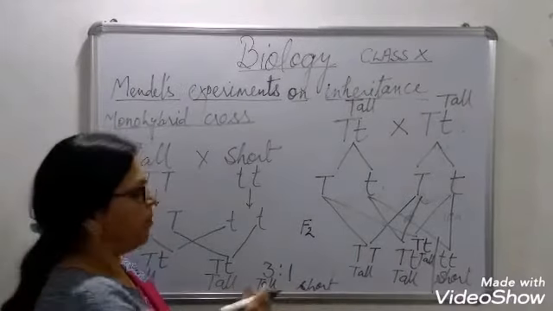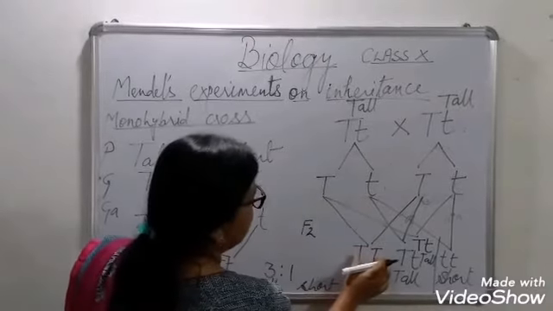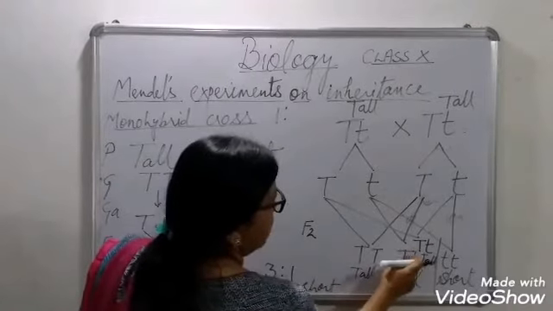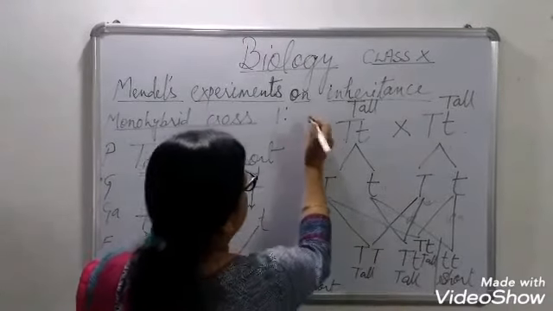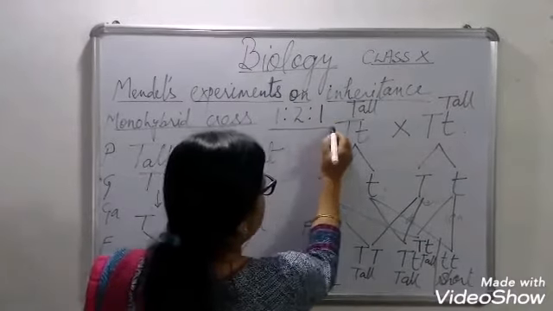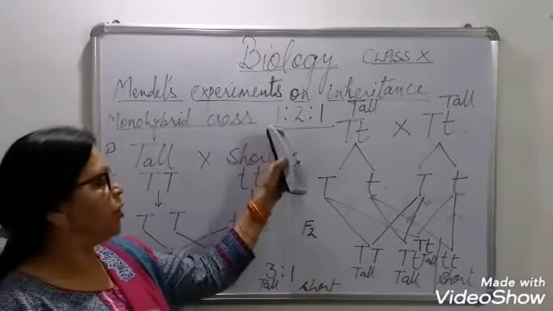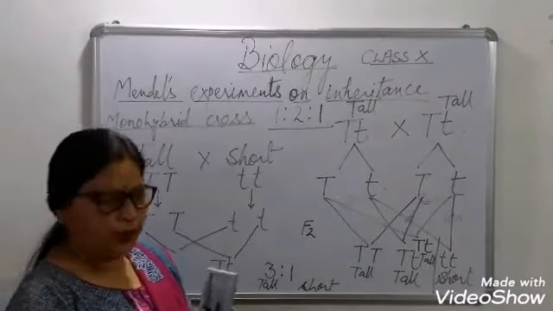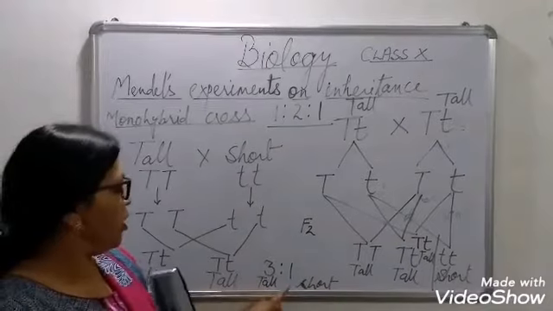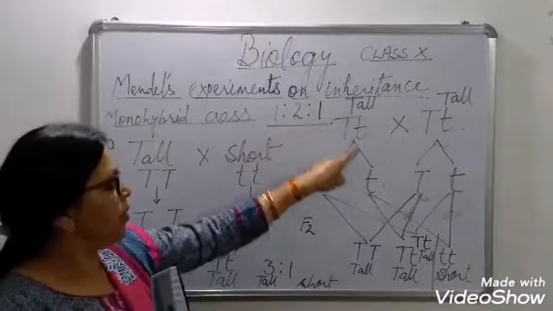But if we see genotypically, capital TT is 1, and the ratio two are hybrids. They are tall, but they are hybrids. So two are hybrids and one was short. So genotypical ratio or genotype ratio is 1:2:1. So this was the result of monohybrid cross. 3:1 is the phenotypic ratio and 1:2:1 is the genotypic.